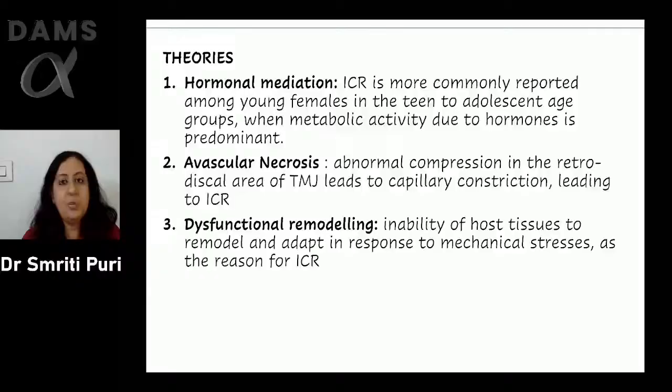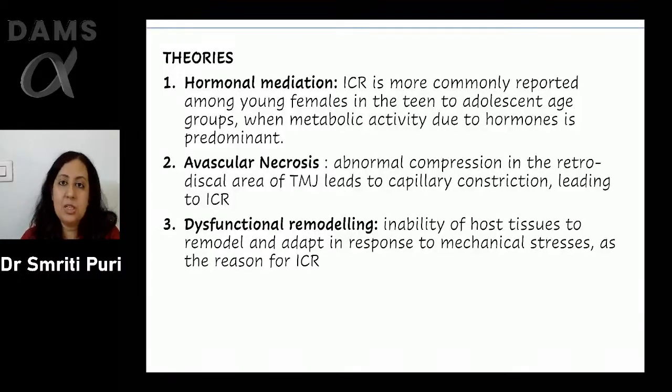Now, why idiopathic condylar resorption happens is not clear, is not known, but various authors have postulated various theories. They have said that these could be the reason why this happens. So the three theories are hormonal mediation, avascular necrosis, and dysfunctional remodeling. What is happening in hormonal mediation is it is more commonly reported among young females in teen to adolescent age groups where metabolic activity due to hormones is predominant.